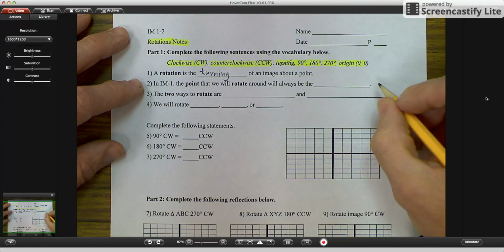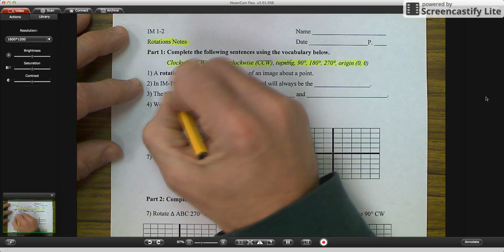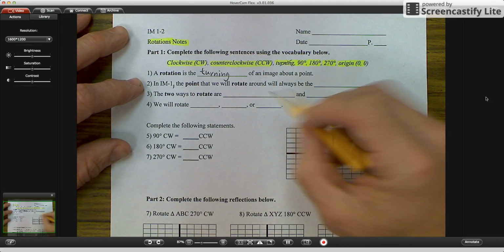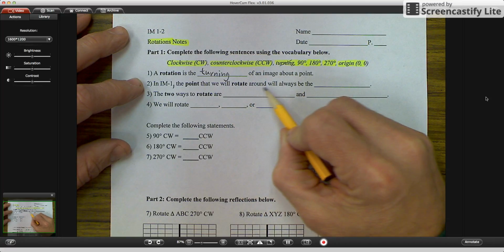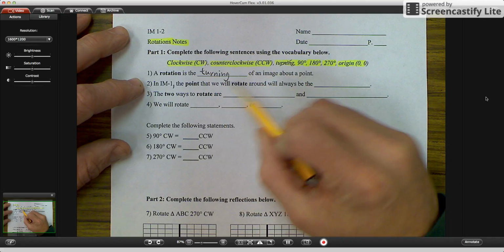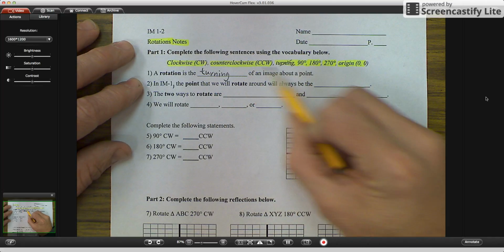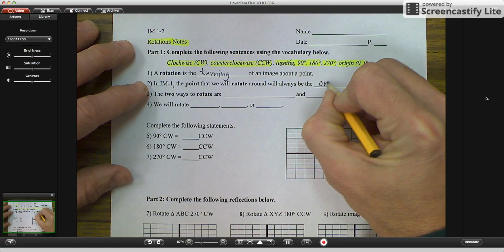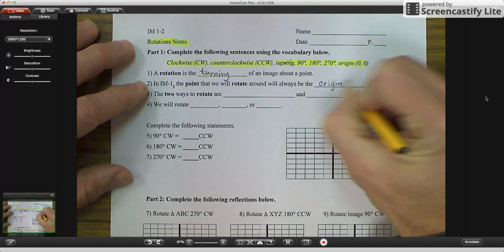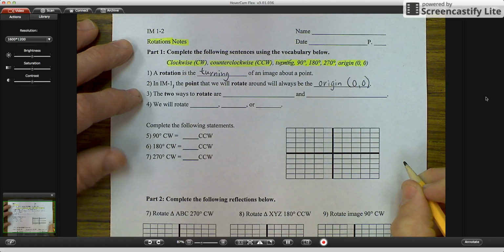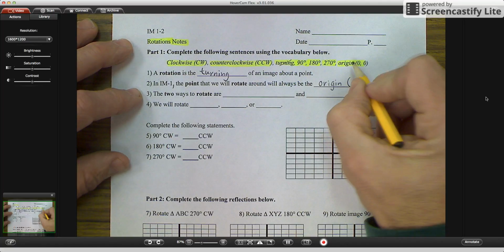Okay. Number two, in IM1, this should be a comma. Make that a comma. In IM1, the point that we will rotate around will always be the clockwise. No, that's not a point. Or counterclockwise, not a point. None of those. The origin. And the coordinates of the origin are 0, 0.